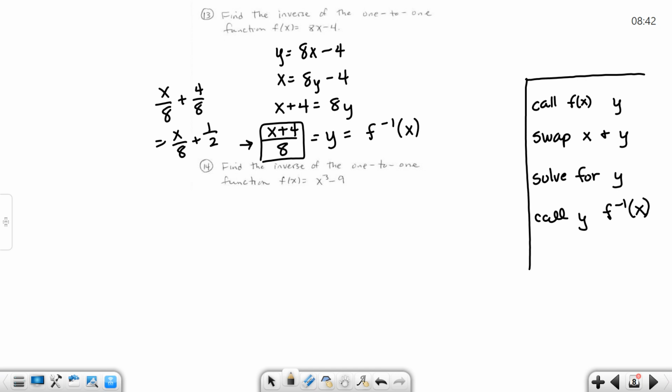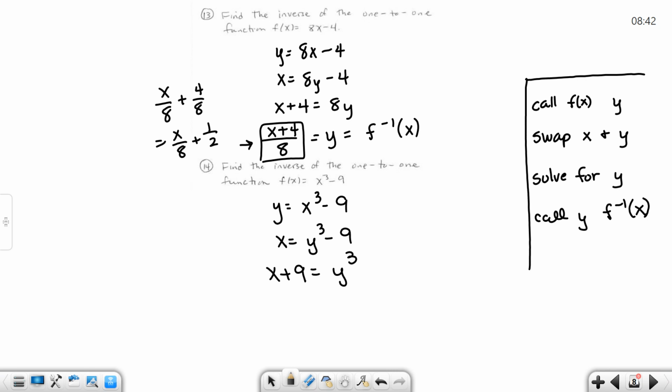Now in number 14, we go through the same steps. We call y f of x. We swap out the variables. So where there's an x, put a y. Where there's a y, put an x. Now we solve for y. So add 9 on both sides. And we get y cubed equals x plus 9.